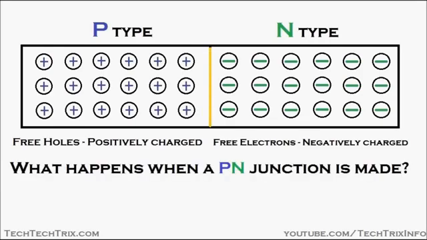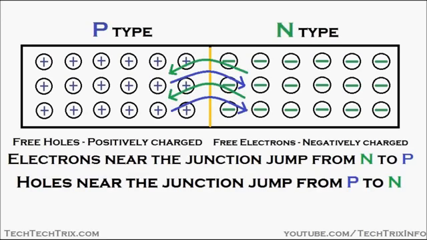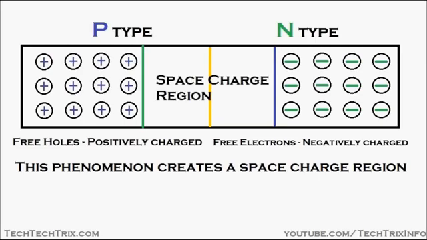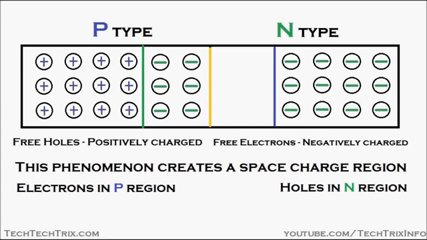What happens when a PN junction is made? Electrons near the junction jump from the N-type semiconductor towards the P-type semiconductor, and holes near the junction jump from the P-type semiconductor towards the N-type semiconductor. This phenomenon creates a space charge region at the junction. So this is the space charge region which is created at the junction. Electrons are available in the P region at this space charge region, and holes are available in the N region at this space charge region.